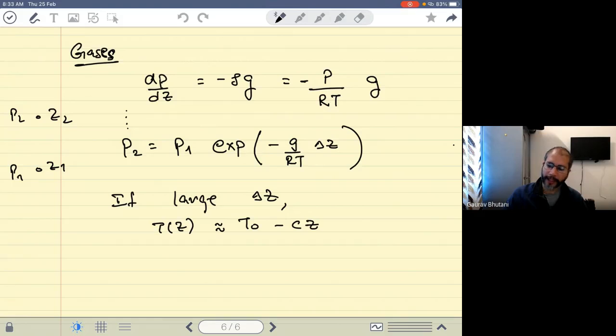So then you'll have to integrate using this relation. Again, nothing new here. So I will leave it to you to do the integration yourself and see what the pressure function looks like.